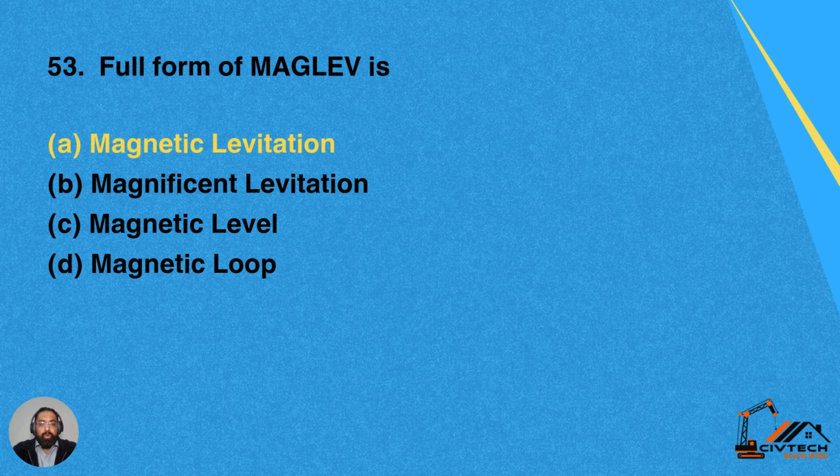Question 53. Full form of maglev, M-A-G-L-E-V, is option A, magnetic levitation, option B, magnificent levitation, option C, magnetic level, and option D, magnetic loop. So full form of maglev is magnetic levitation. A is the correct answer.